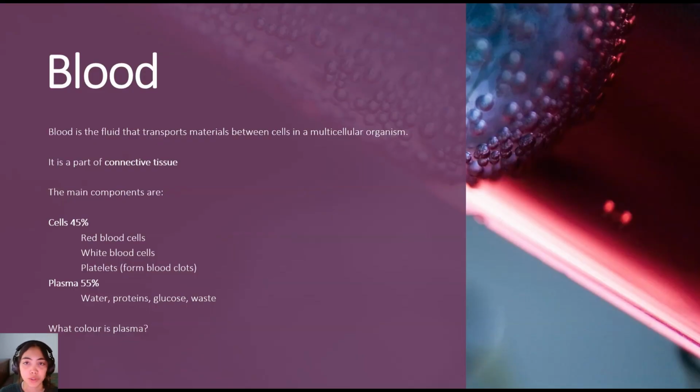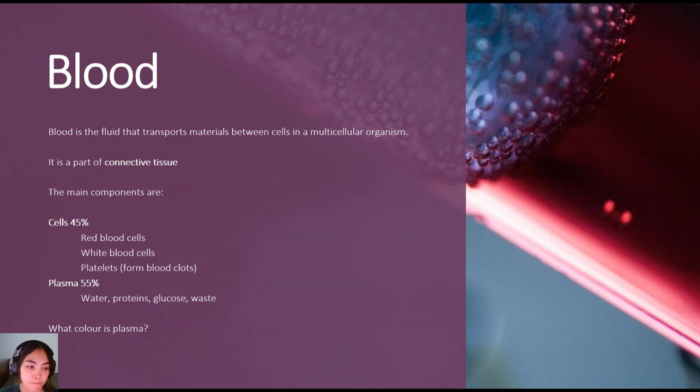So blood, of course, we're talking about the circulatory system. This is a big part of it. So it's a fluid that transports material between cells in a multicellular organism. It's part of connective tissue, and its main components are made up of 45% cells. That includes your red blood cells, your white blood cells, and your platelets that allow you to form clots. And then the other 55% is made of plasma, so water, proteins, glucose, waste, everything else, you're going to find it in that plasma.